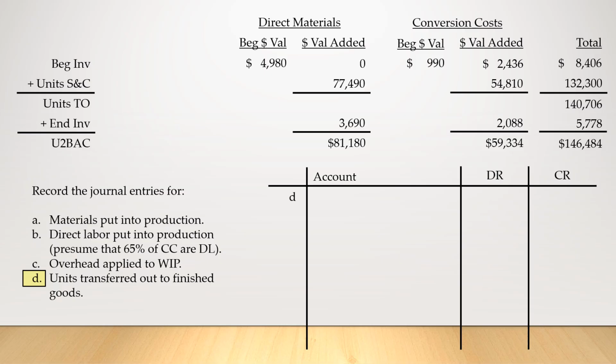As for our last entry to transfer units to finished goods, we debit finished goods and credit work in process. This amount is given to us on the third row of our total column, $140,706.